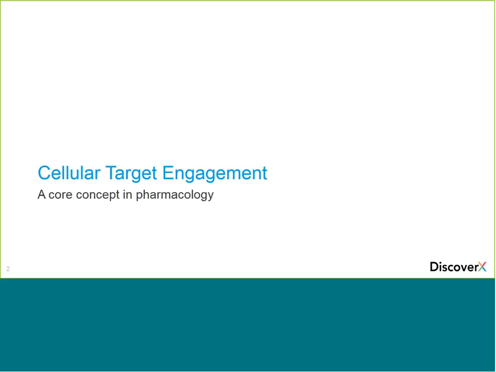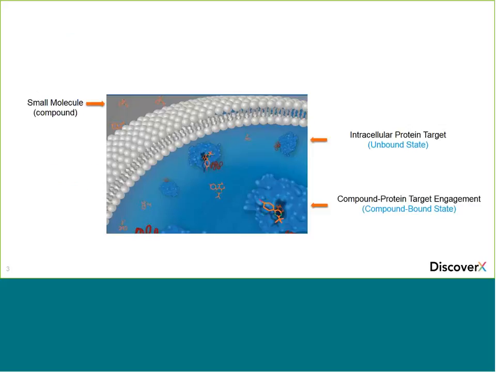Cellular target engagement. It's really a core concept in pharmacology. Small molecule drugs work by acting on protein targets to elicit hopefully a desirable phenotype, and so this is really a key underpinning in pharmacology, and it's actually quite difficult to get at. Usually the assays that measure cellular target engagement are somewhat indirect, measure a functional readout or a phenotypic readout, and wouldn't it be nice to figure out if a compound is directly engaging the target in the cellular milieu?